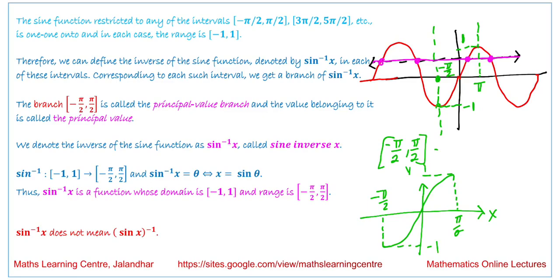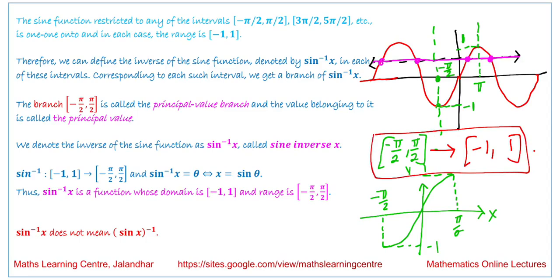And if this function is defined from this interval to the closed interval minus 1 to 1, then on this interval the sine function is 1-1 and onto. For these sets this function is 1-1 and onto. Suppose in place of minus pi by 2 to pi by 2, I am talking about the values over here.